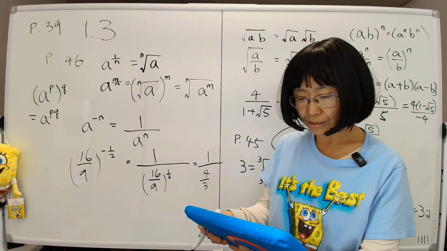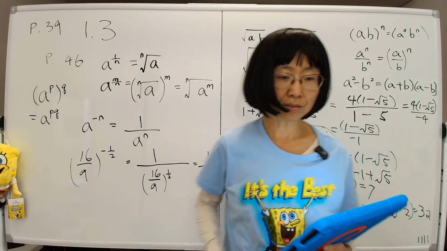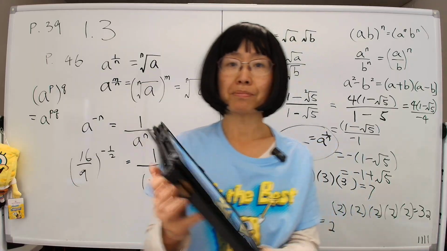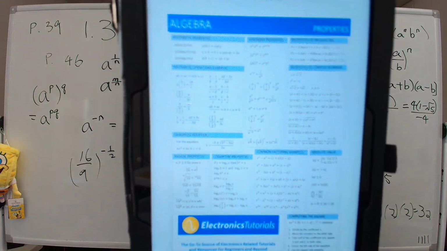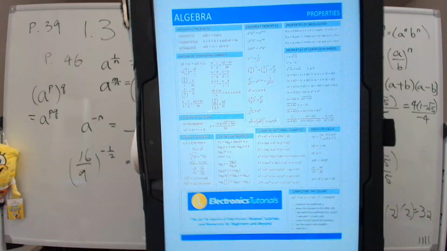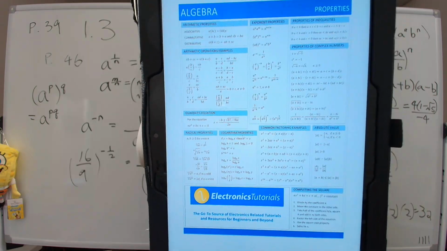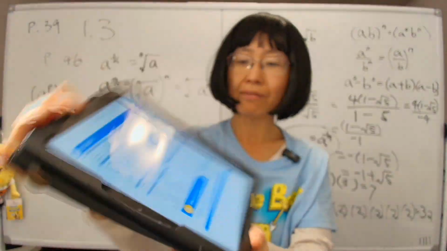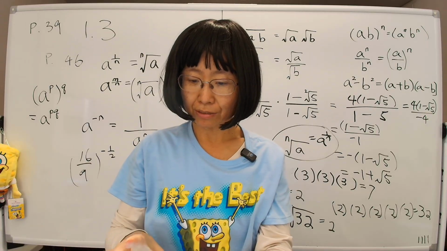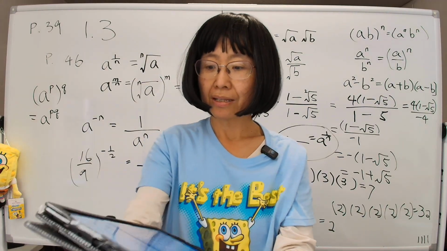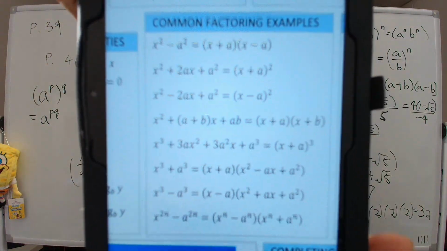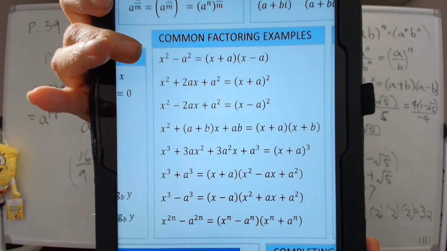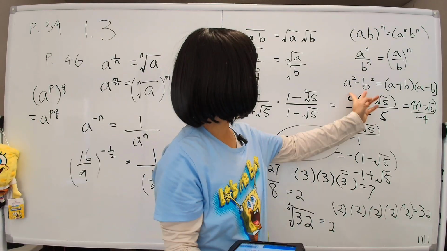I haven't mentioned this, but let me show you the cheat sheet. Now remember the algebra properties page that I showed you in the previous video. These properties are very important, and one of them is something that I showed you earlier today, the factoring where x squared minus a squared is x plus a times x minus a. Now, as I have written here.